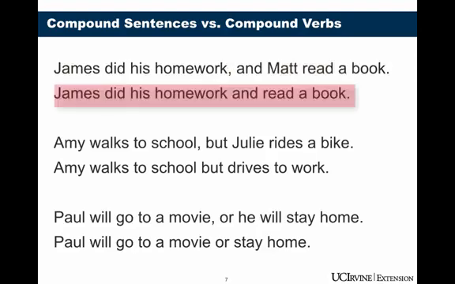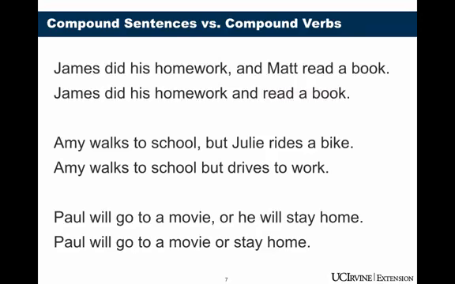But in the next sentence, James did his homework and read a book. After the conjunction and, do we have a subject? No, because it's the same subject as the beginning of the sentence, James. This and is just connecting two verbs. So this is not a compound sentence, and it does not use a comma. This is just a simple sentence with a compound verb.